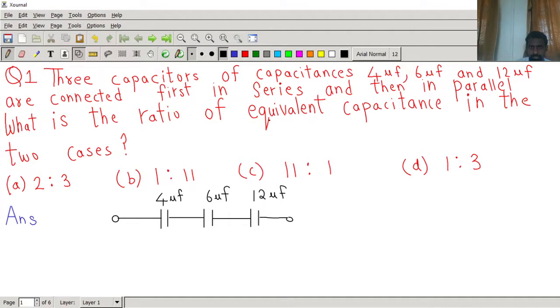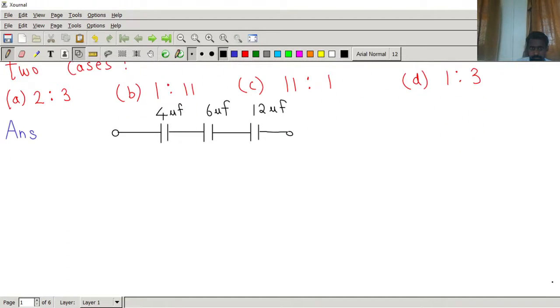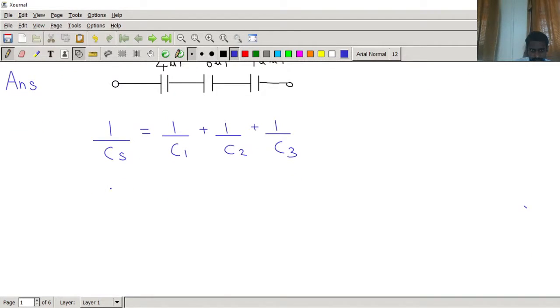So you have to first find the total capacitance of this in series, and then in parallel, and then we must take the ratio. Now these three capacitors are connected in series. So what is the formula for series capacitance? 1 over Cs is equal to 1 by C1 plus 1 over C2 plus 1 over C3. This is the formula for series capacitance.